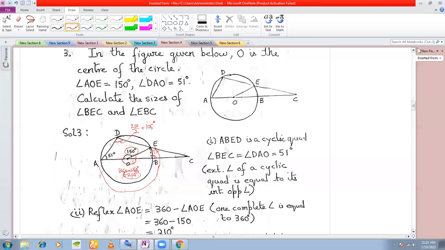So this 210 by 2 is the angle subtended by the same arc, AE, on the remaining part of the circle. And once we know this as 105, this angle will also be 105, because the exterior angle of a cyclic quadrilateral is equal to its interior opposite angle. This is one way of doing it. In the solution, I have done it another way. You can go through that way also, but this is the easiest way of doing it. Okay, and I'll stop here.